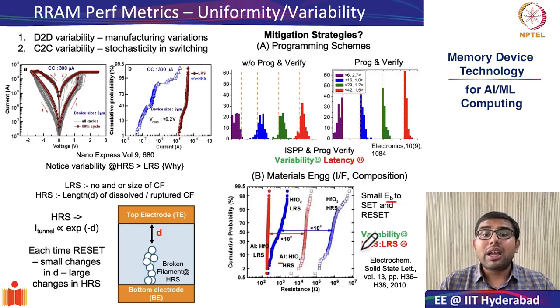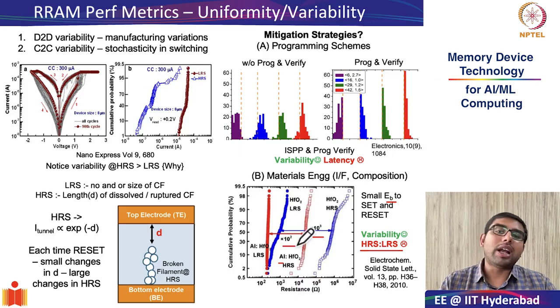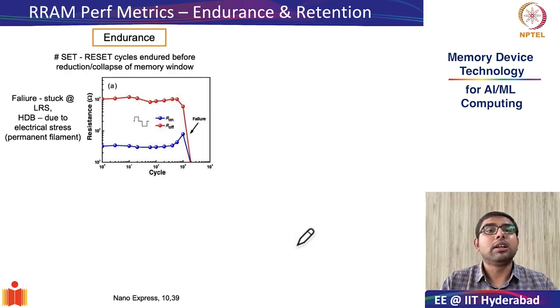However, it does come at the cost of reduced memory window. As you can see, the memory window has shrunk from 10 to the power of 3 to 10 to the power of 2 for exactly the same reasons. Okay, the next RRAM performance metric that we will look at is endurance. So we have defined endurance as the number of program erase cycles, or in this context, the number of set reset cycles that a memory device can endure before there is a reduction or total collapse of the memory window.